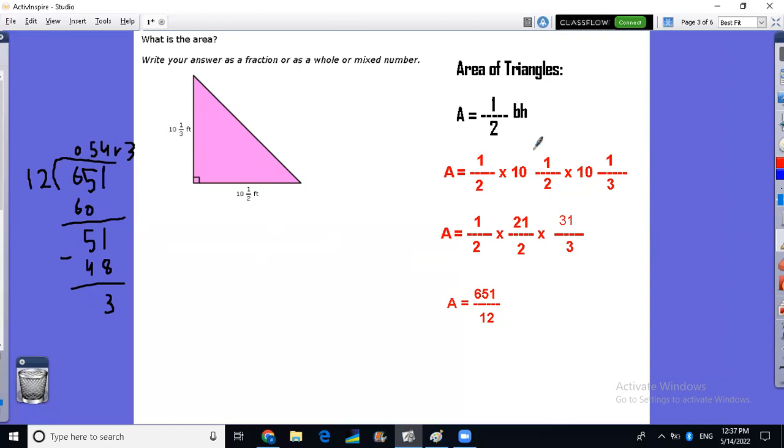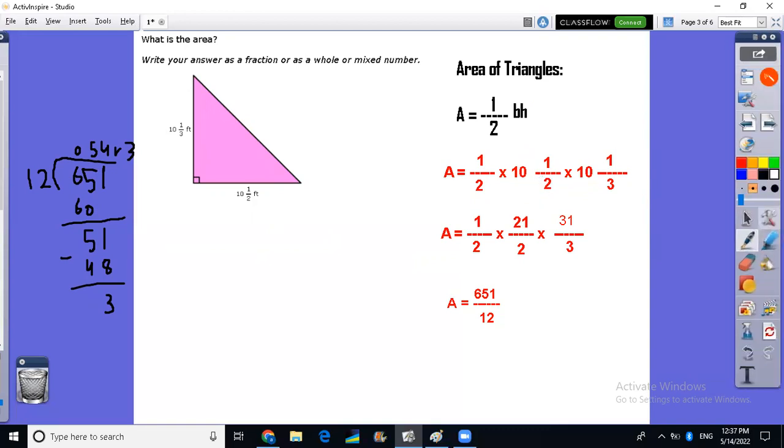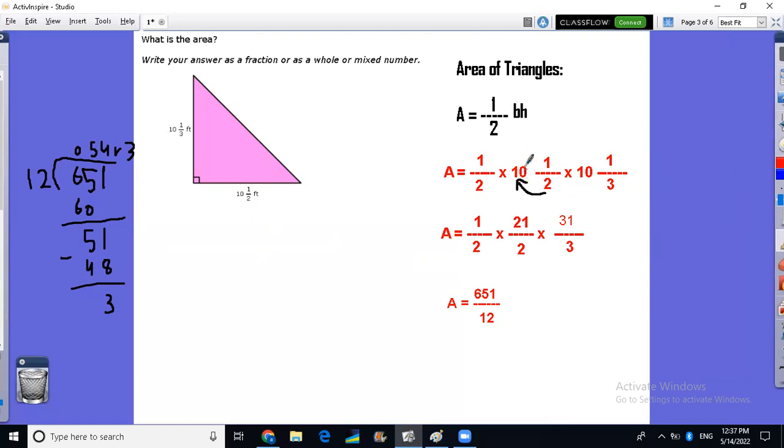Okay, so half times, we're going to need to turn this mixed number into an improper fraction. So it is 2 times 10 is 20, 20 plus 1 is 21 over 2. That's it. All right, the third mixed number here, 10 1/3. 3 times 10 is 30, plus 1 is 31 over 3. That's another thing.